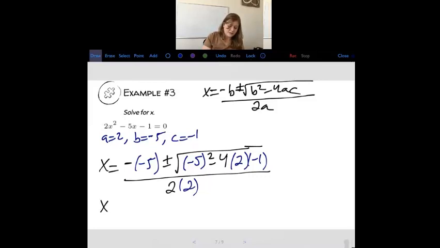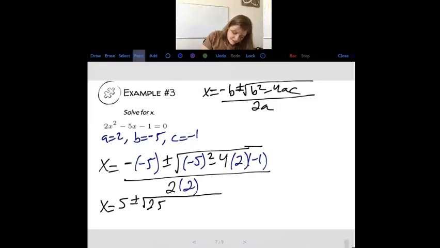So we have x is equal to negative 5, or negative 1 times negative 5 is just positive 5. We have plus or minus square root of negative 5 squared is 25. Okay, and now minus 4 times a times c. There's a couple of different ways to read this. You could read it as negative 4 times 2 times negative 1, or if you keep the minus there, negative 4 times 2 is 8 times negative 1 is a negative 8, and minus a negative becomes a positive. All divided by 2 times 2 is 4.